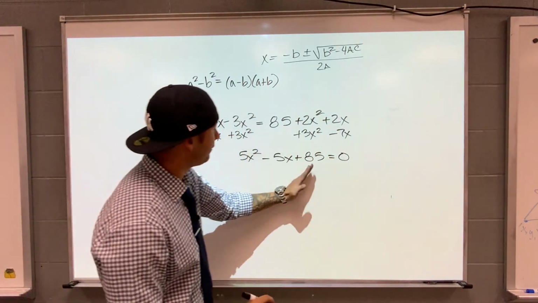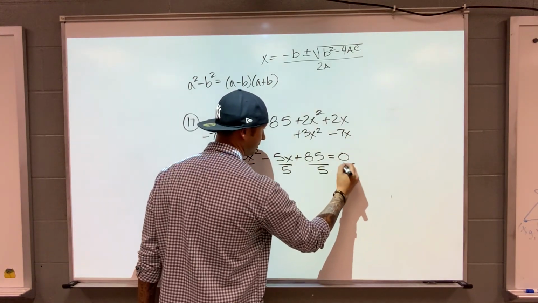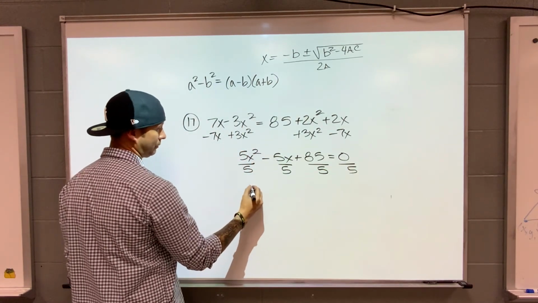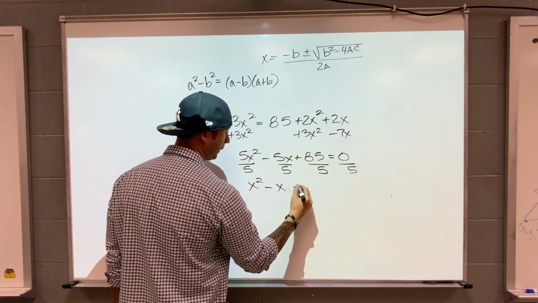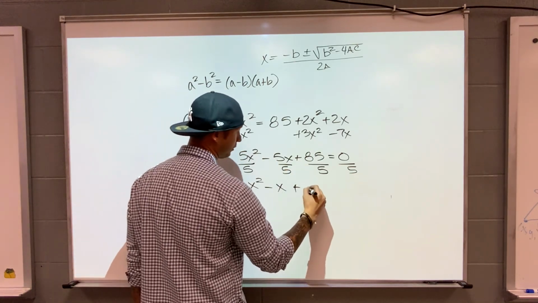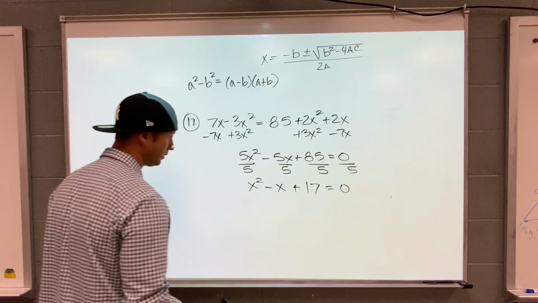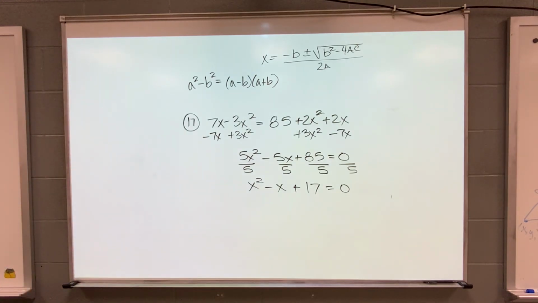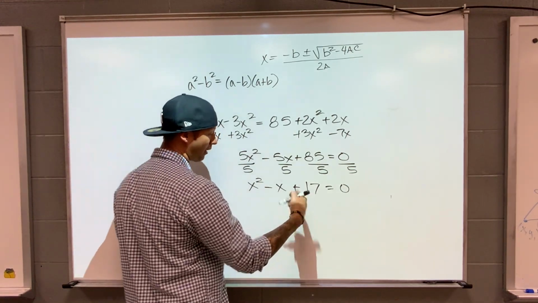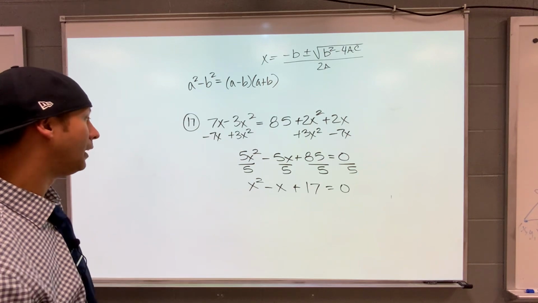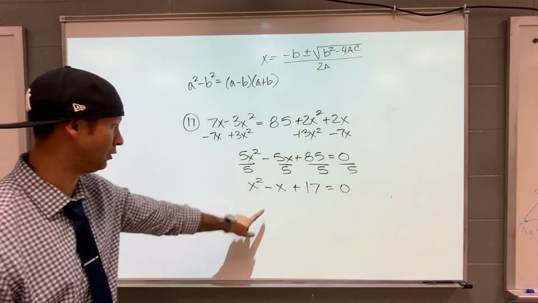Look, 5, 5, 5. So let's go ahead and divide a 5 out. Divide everything by 5. So this is going to be x squared minus x plus, what is this? 5 goes into 85 17 times. 5 goes into 5 once. Equals 0. Okay, can't do anything here. I thought maybe we could just factor it the old-fashioned way, right? But factors that multiply to make 17. 17 is prime, so just 1 and 17. There's no way to make a 1.